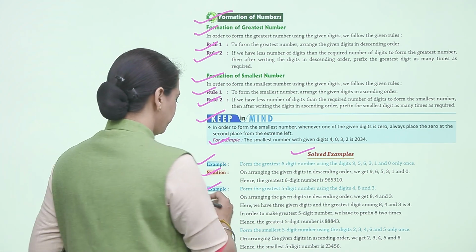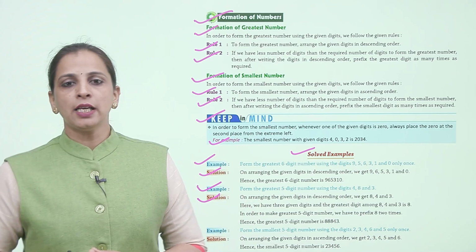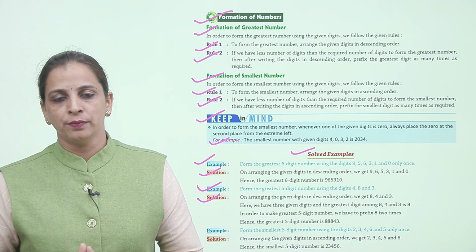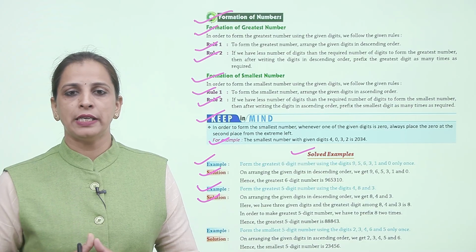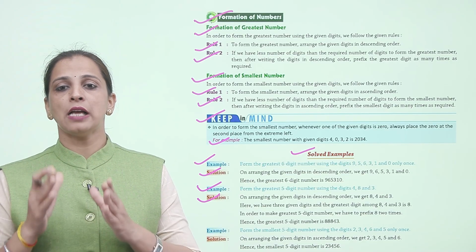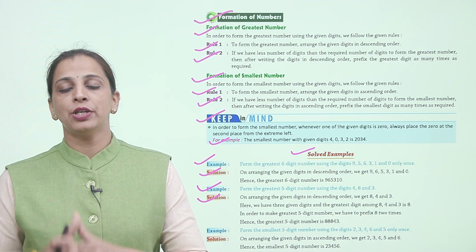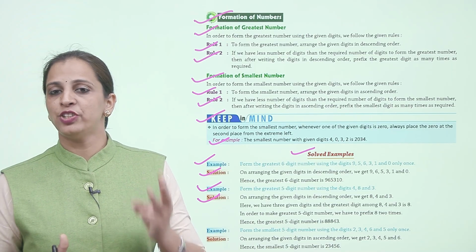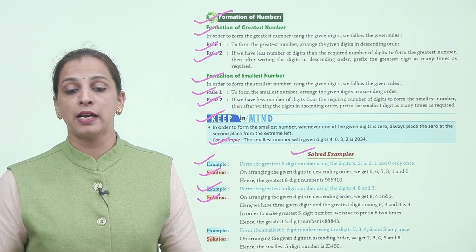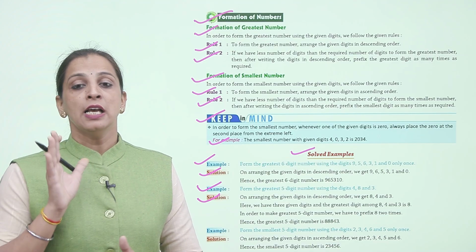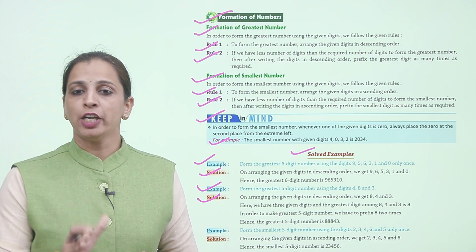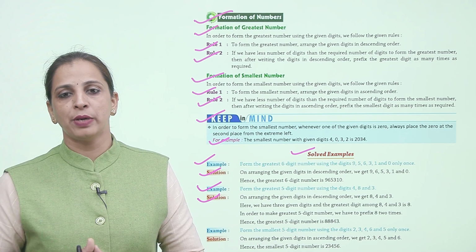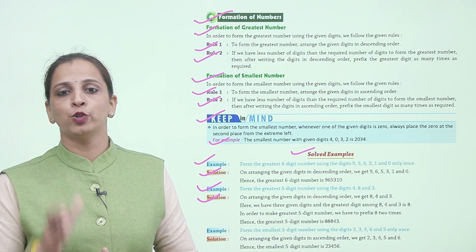Now, next example. Form the greatest 5-digit number using the digits 4, 8 and 3. Solution करते हैं. On arranging the given digits in descending order, we get 8, 4, and 3. Here we have 3 given digits and the greatest digit among 8, 4 and 3 is 8. In order to make greatest 5 digit number, हमें 3 digit given है but 5 digit का number बनाना है, we have to prefix, सबसे बड़ा number क्या है 8, 8 को हम 2 times वहां पे prefix करेंगे, hence the greatest 5 digit number is 88843.